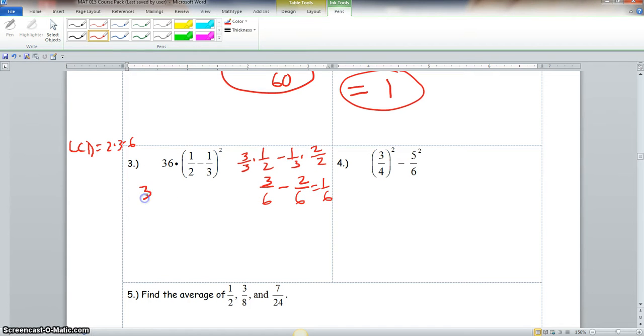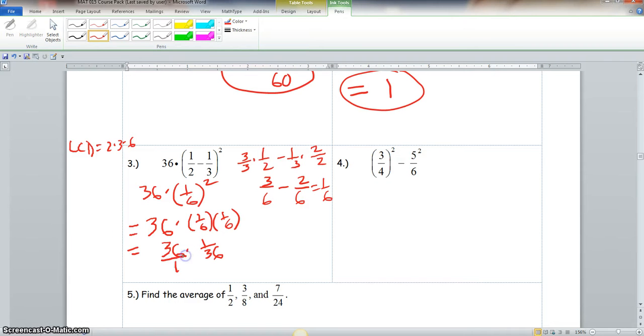So we'll go back here. We have 36 times parentheses 1/6 squared. Now 1/6 squared we know is 1/6 times 1/6. So this would be 36 times 1/6 times 1/6, which we know is 1 over 36. So it's 36 times 1 over 36.